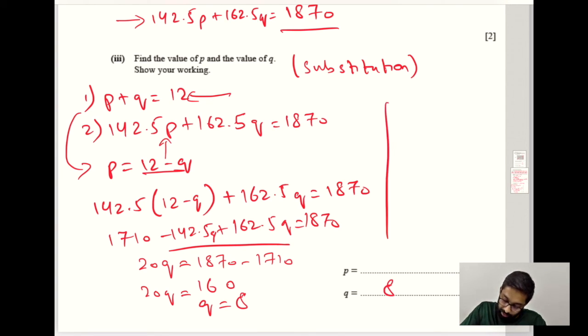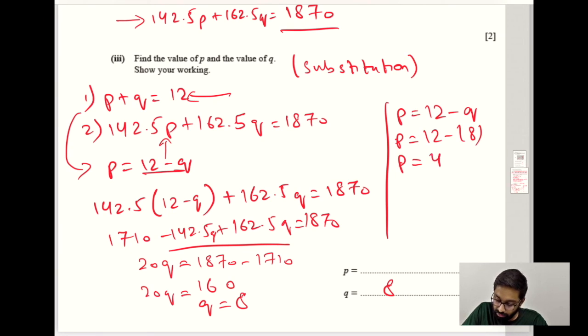Now let's find the value of p. So in order to find the value of p, you can use this equation, 12 minus q, and 12 minus 8 gives you the value of p, which is 4. So you write 4 over here.